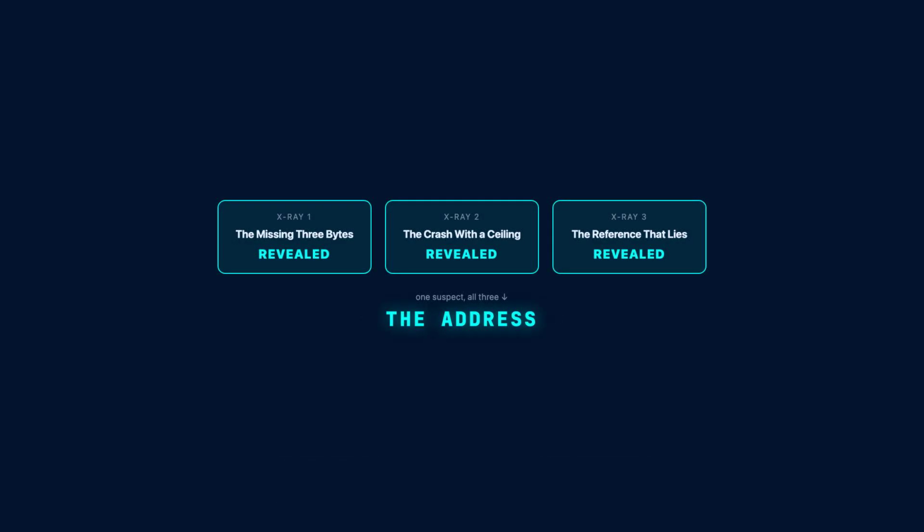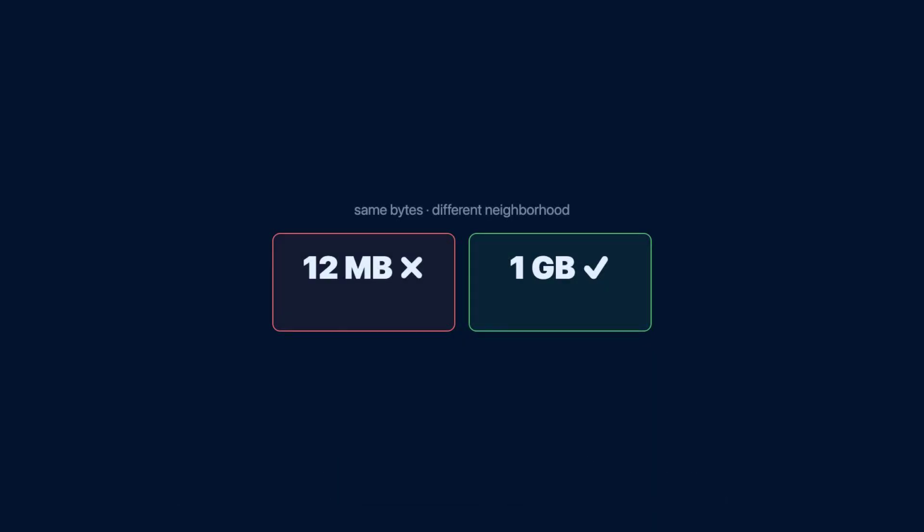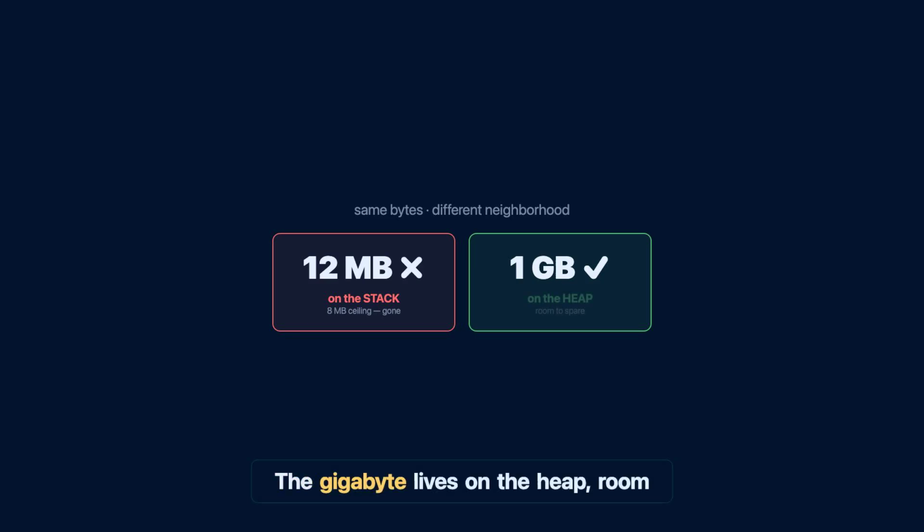The address. Remember the 12 megabytes that crashed when a gigabyte runs fine? Now you see it. The 12 lived on the stack. 8 megabyte ceiling, gone. The gigabyte lives on the heap, room to spare. Same bytes, different neighborhood. You just saw it without running it.